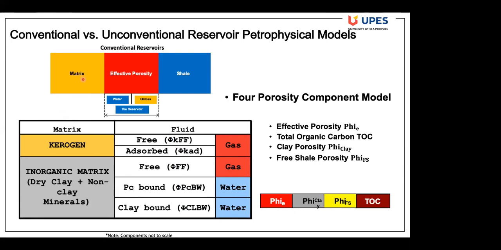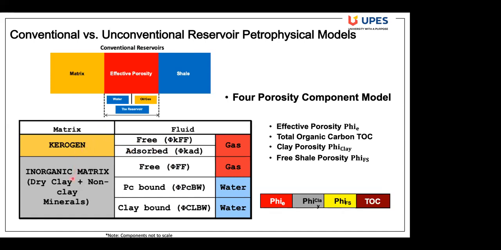These are the differences between the conventional and unconventional reservoir petrophysical models. In the case of an unconventional reservoir, the matrix is composed of kerogen, and fluid can be present in the free form as well as adsorbed gas, attached to the kerogen.